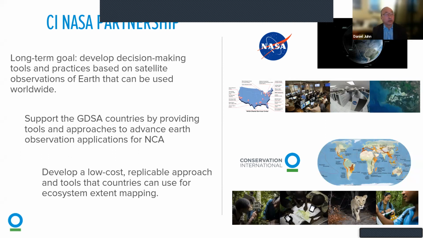So the CI NASA partnership, the long-term goal is to develop decision-making tools and practices, right? NASA brings quite a bit of scientific expertise and legitimacy from decades of Earth observation and their arsenal of satellites. The medium-term goal is to support the GDSA countries by providing tools and approaches to advance Earth observation for natural capital accounting. And the work that we're going to talk about today is to develop a low-cost and replicable approach and tools for countries to use for ecosystem extent mapping. And so just a brief summary of the CI-NASA partnership and the rationale.